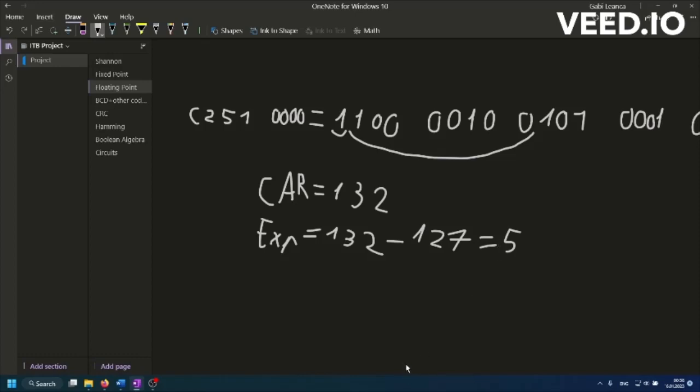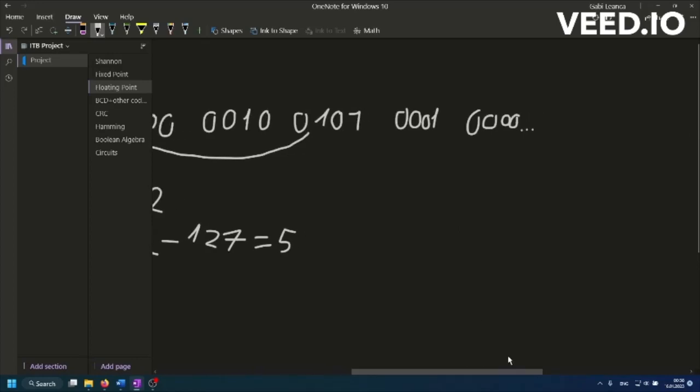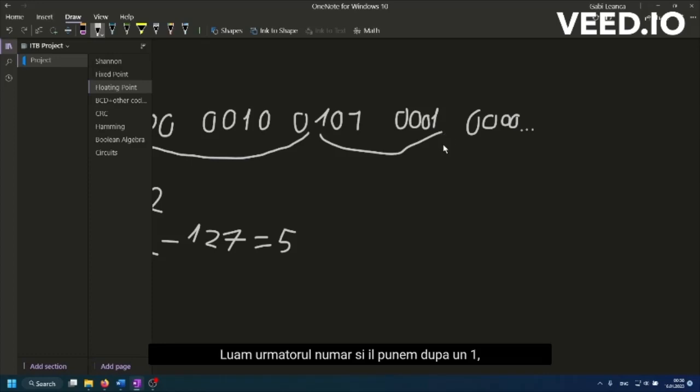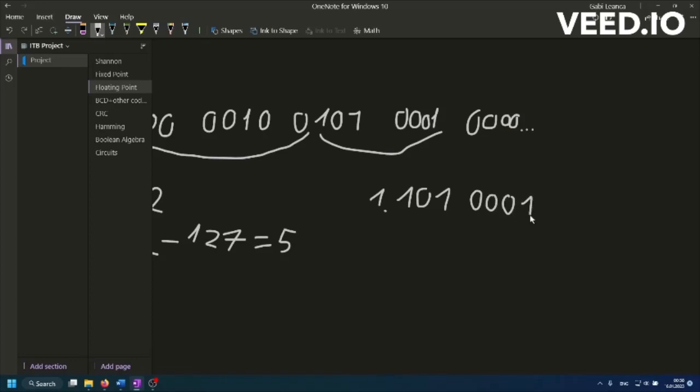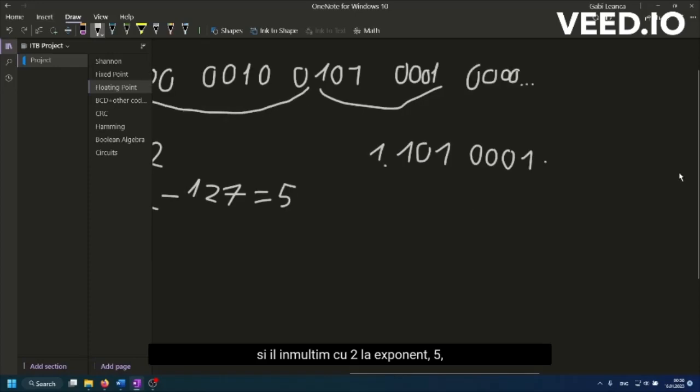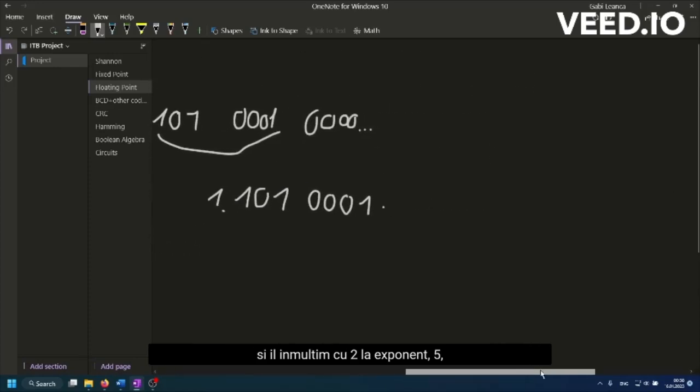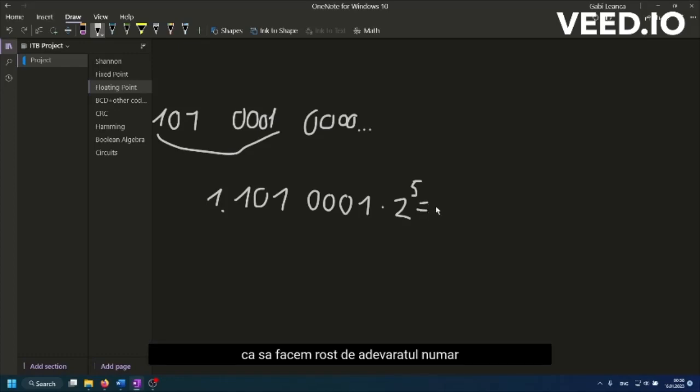Now, we take the following number and put it after a 1. So 1.101001. And we multiply it with a 2 at the exponent 5 to get the actual number.